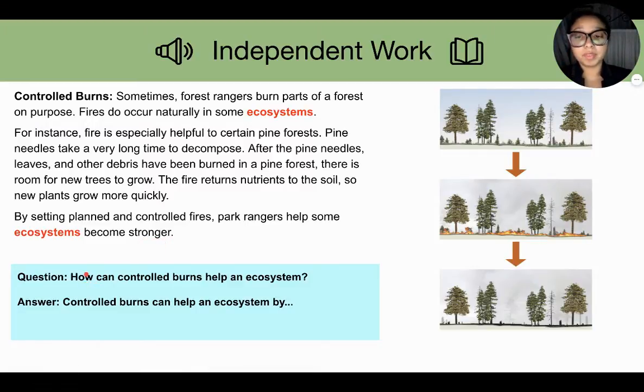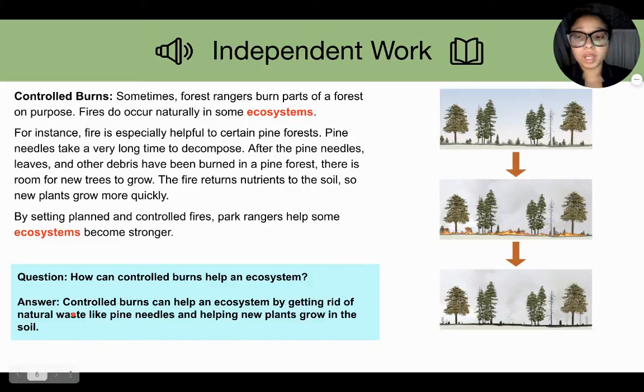Here is your question. How can controlled burns help an ecosystem? You can start your answer with, controlled burns can help an ecosystem by. You can pause the video now to quietly read this part of the text on your own. Then you may press play when you're ready to continue the rest of the video. Controlled burns can help an ecosystem by getting rid of natural waste like pine needles and helping new plants grow in the soil.